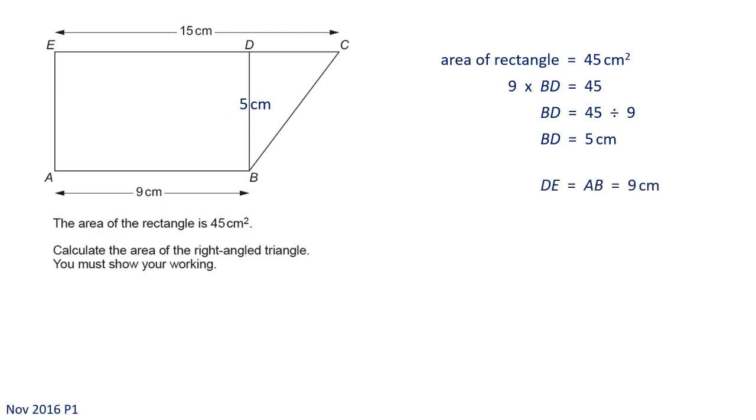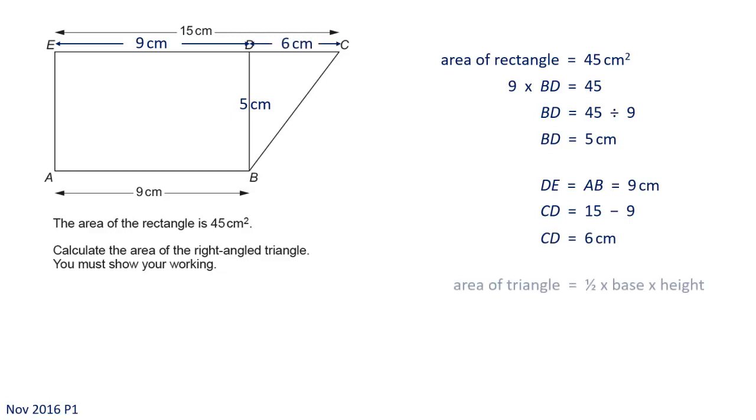Well, DE is the same as AB, which is 9. So that means that distance there is 9. So the one right the way across the top is 15. From E to D is 9. So that means CD, or you could call it DC, must be 15, take away 9, which is 6 centimetres. Nice and straightforward now. We've got everything we need for our triangle.